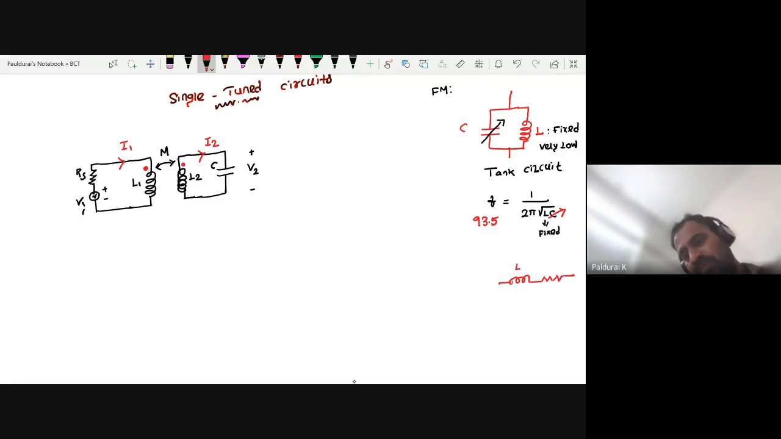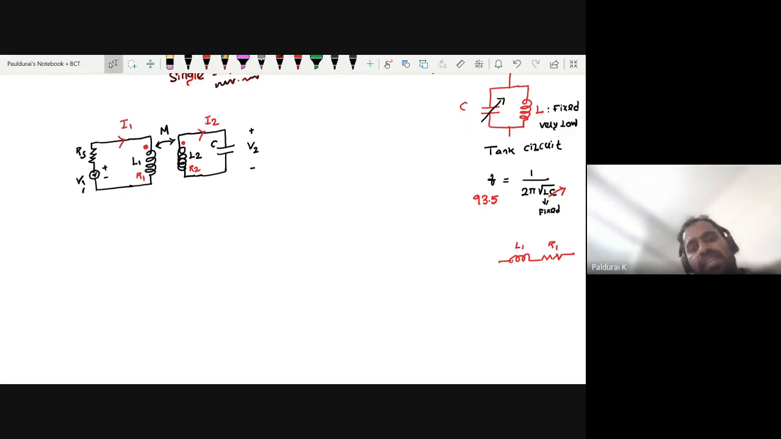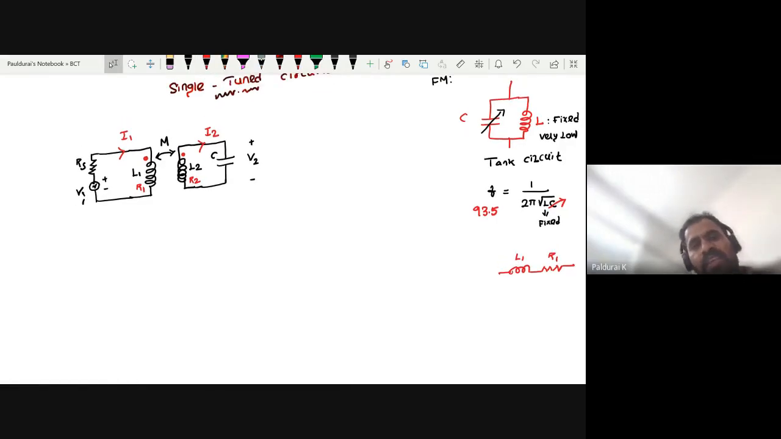So take this as some L1. This time take this as some R1, the internal resistance of the inductor. So here internally it is present, R1. And here it is R2, the internal resistance of L1 and L2. It is connected in series with the inductor. Every system has its own internal resistance, right? So I want to consider the internal resistance R1, R2.